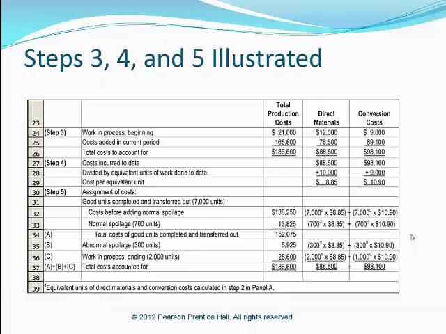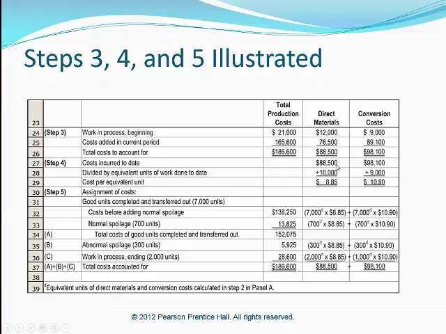Direct materials gave us a total of 88,500. That is our cost incurred to date. And for our conversion cost, a total of 98,100. Notice we're just dropping the numbers down to the next line item.